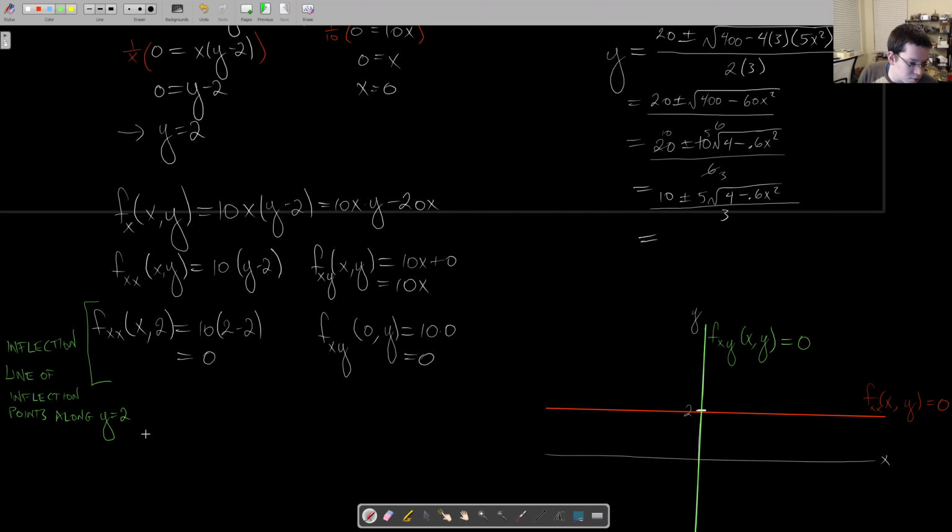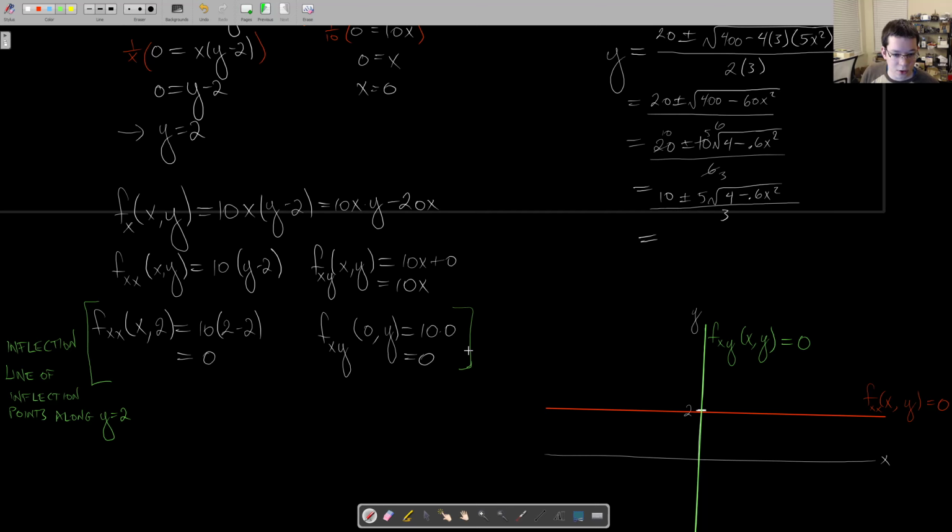Not inflection points. Inflection points? Yeah, inflection points, because the second derivative is 0 means you have an inflection point. Because you're transitioning from concave up to concave down, or concave down to concave up. Yes, okay. I'm not crazy. I'm just rusty.